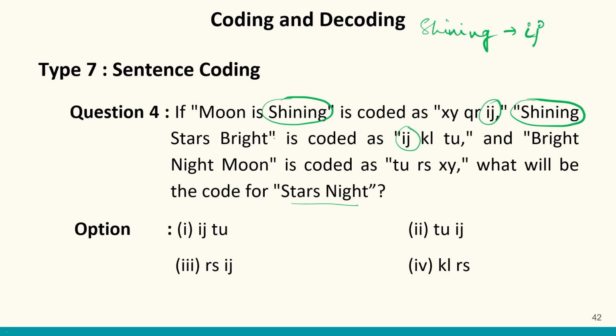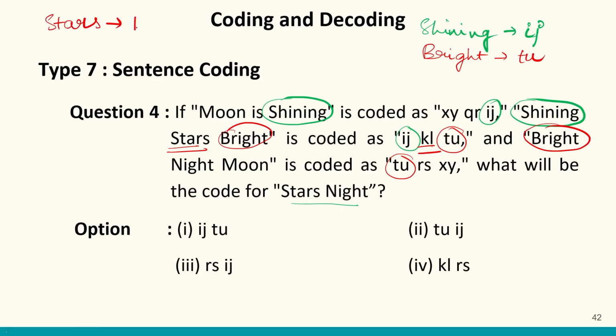Right? Then over here, bright night moon and shining stars bright. Bright is the only common word. The code is IJKLTU and TURSXY. So TU is the only common code. So bright will be coded as TU. Right? In this sentence, shining stars bright, stars is the only word remaining which does not have a code yet. And the code KL is the only code which does not have a corresponding word yet. So stars will be coded as KL.